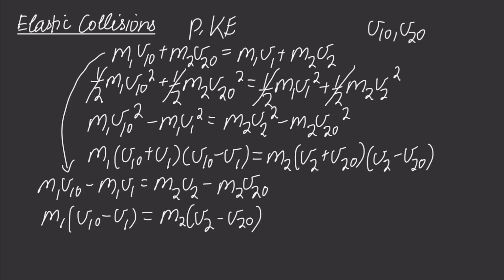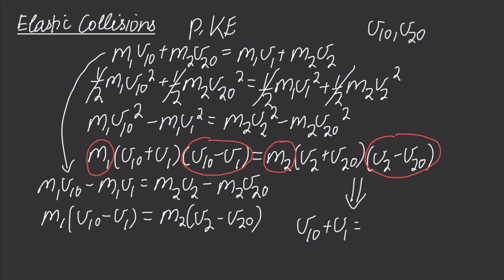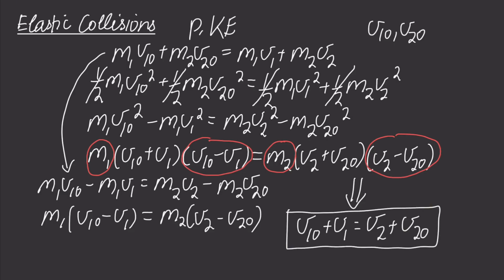We'll notice that this term is also found in our reduced kinetic energy equation. So those red terms are equal to each other, which means the remaining terms must also be equal, which tells us that v1 naught plus v1 must equal v2 plus v2 naught. And that is going to be a key equation for elastic collisions.